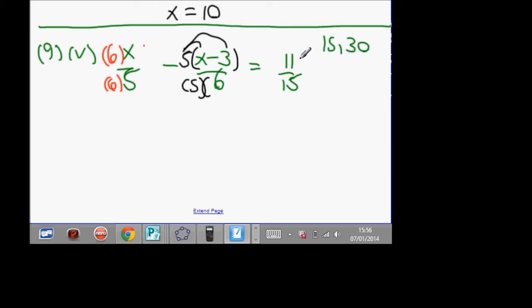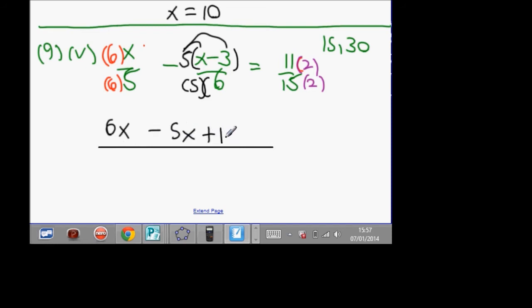And Harry, what about the last one? Times 2, times 2. Now let's see what happens. 6x over 30, and 5x minus 15. Okay, what we'll do here is put them both over 30 because it's just easier this way. And what do we get? 6x minus 5x plus 15, all over 30, equals?